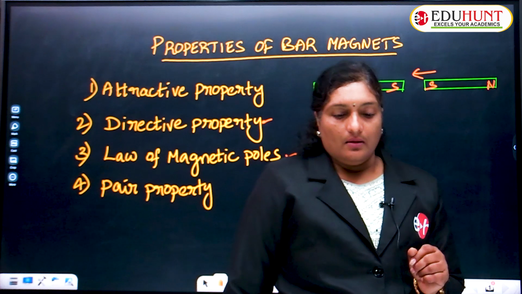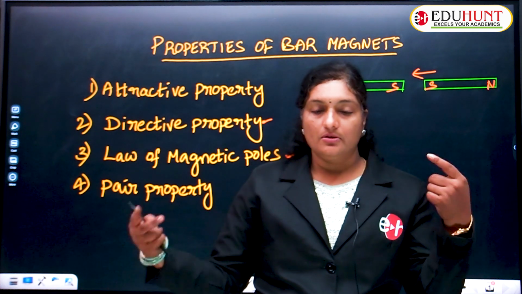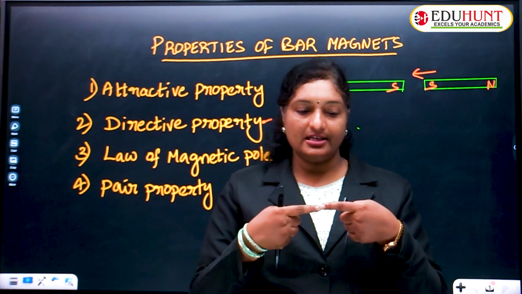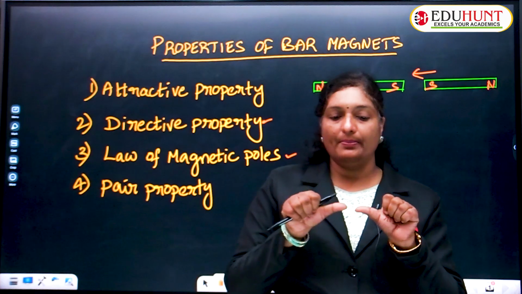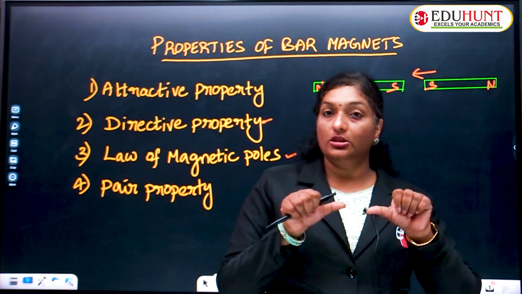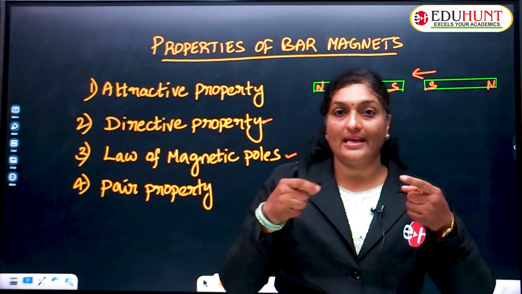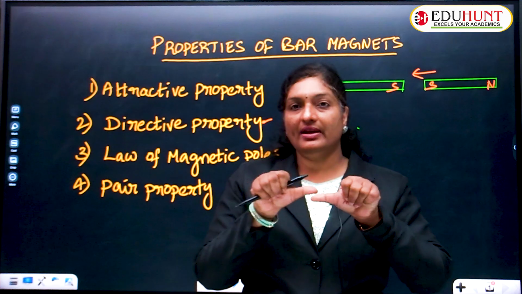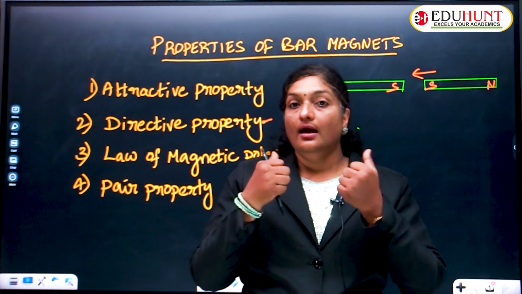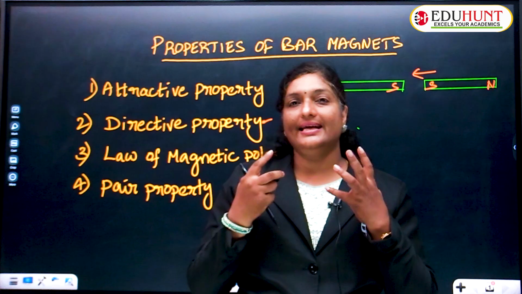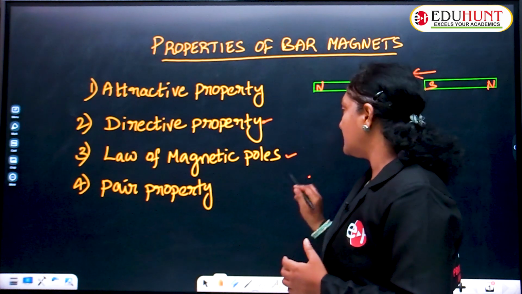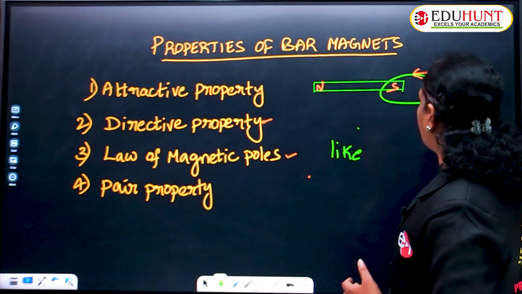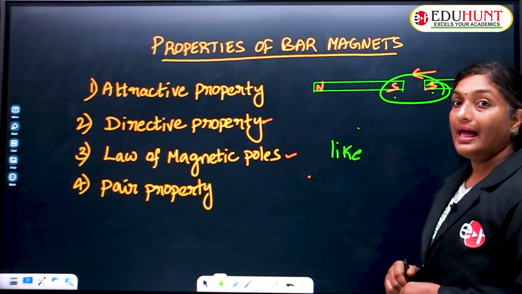Whenever two poles are brought nearer to each other, a north pole and a north pole repel each other, whereas the south pole of a bar magnet and the north pole of a bar magnet attract each other. Same poles will go away from each other, opposite poles will come together. Same poles means like poles. That means south and south are like poles.